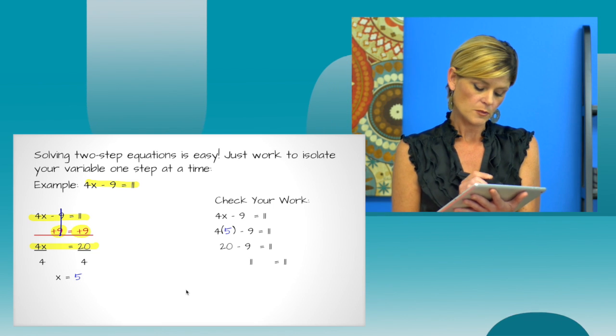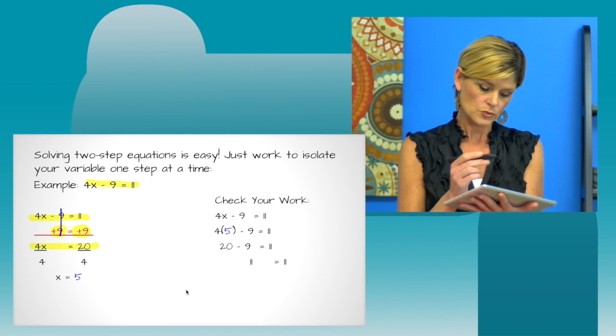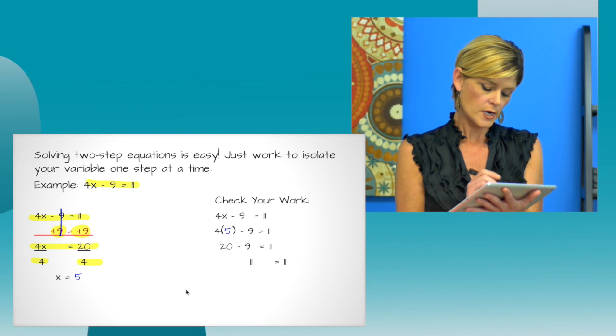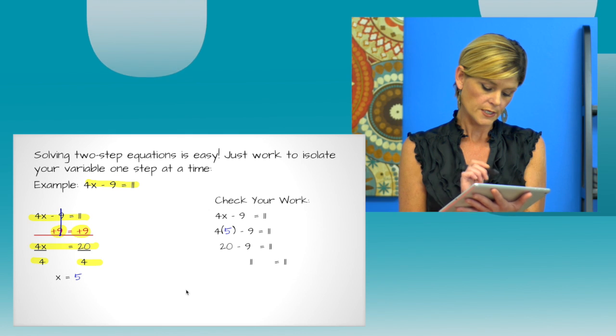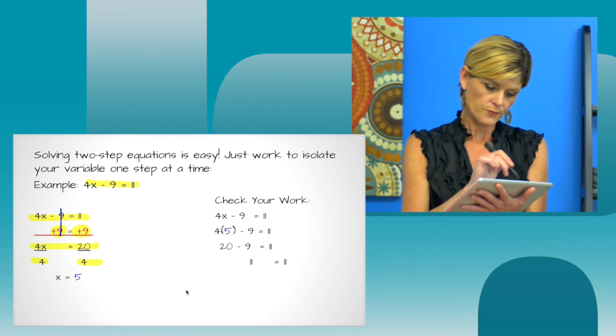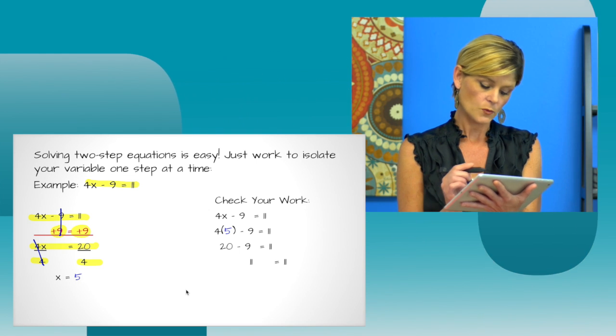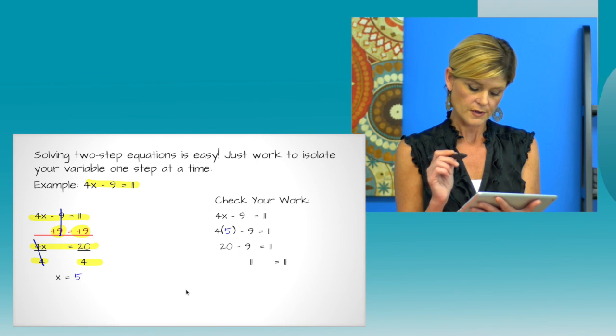Now this is telling me multiply, so I'll do the inverse, which is to divide. I will divide both sides by 4. 4x divided by 4 equals 20 over 4. My 4's will cancel out. I've now isolated my variable x, and x equals 5 because 20 divided by 4 is 5.